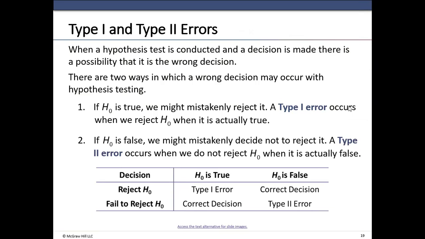If we reject H0 and H0 is false, the intersection of the first row and the second column is a correct decision. Now let's look at the second row of decision. Fail to reject H0 is the decision and H0 is true. We made the correct decision. Now let's look at the intersection of the second row, fail to reject H0, and the second column, where H0 is false. So failing to reject H0 when H0 is actually false is a type 2 error.